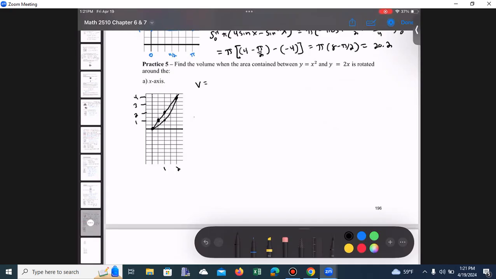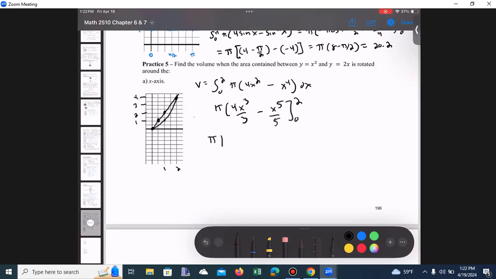Alright, so the volume is from 0 to 2. Pi. The outer part is your 2x, so it'll be 2x squared, which would be 4x squared. Then x squared is the inner part, so it'll be x to the 4th dx. And so when we integrate this, we'll get pi 4x cubed over 3 minus x to the 5th over 5, 0 to 2.